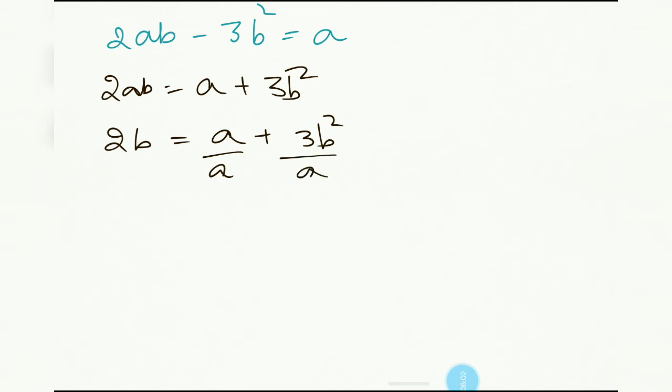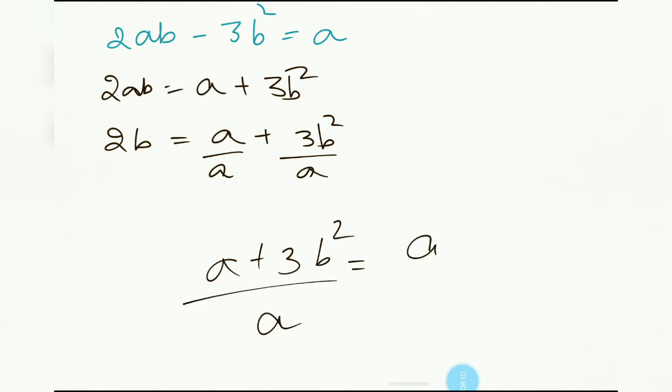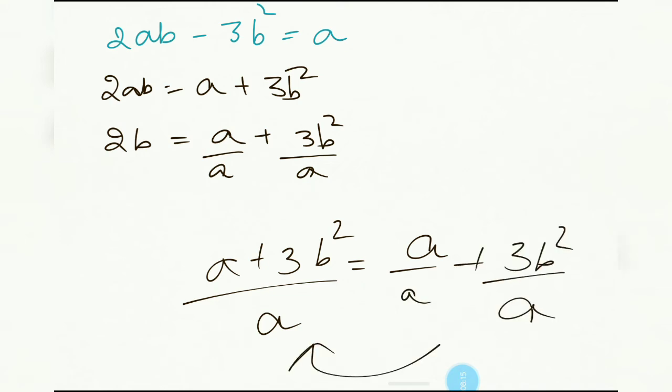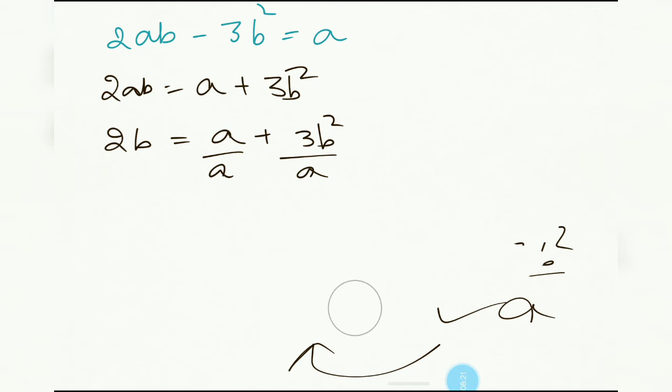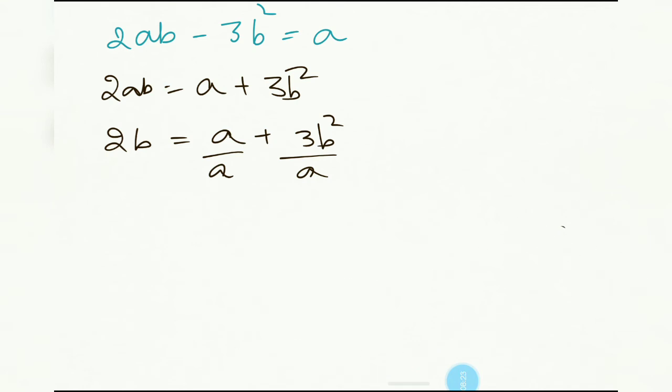Generally when you send a there, you will write a plus 3b square by a, but we all know that it is a by a plus 3b square by a only, right? We can just write it in this way, so I have written it directly like this. I hope you understand, that is basic mathematics. Now a and a will get cancelled here, and here we can't cancel anything. So 2b is equal to 1 plus 3b square by a.